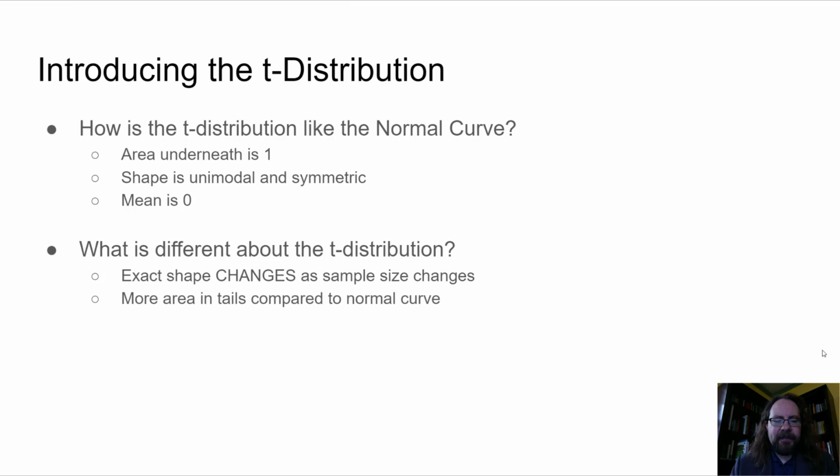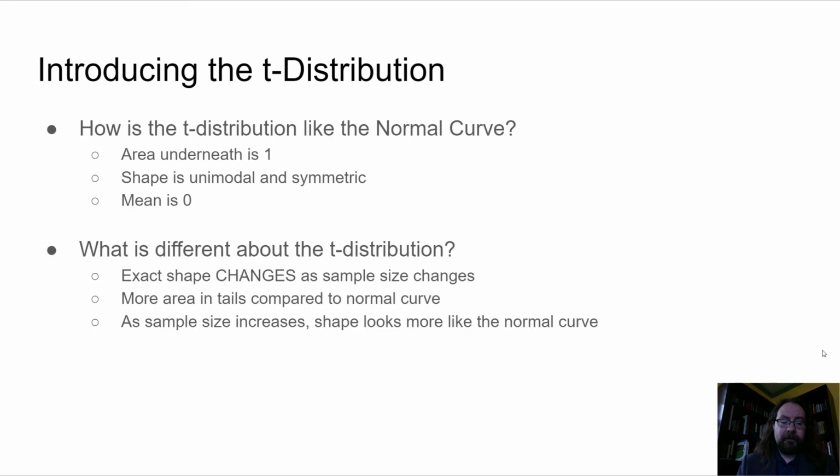The change in shape is important because, in general, the t-distribution has more area in its tails as opposed to the center when compared to the normal curve. And the other important piece is that as your sample size increases, the shape of the t-distribution will actually start changing to look more like the normal curve. So let's actually take a look at what the t-distribution really looks like.